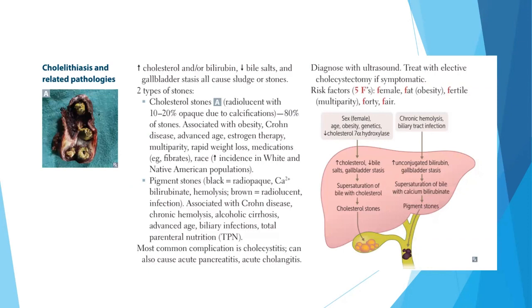Now let's review the cholelithiasis part of your First Aid. Wherever there is increased cholesterol and unconjugated bilirubin, there is decreased bile salts and gallbladder stasis. It all causes the sludge or the stones. So there are generally two types of stone: cholesterol stones and the pigment stones.